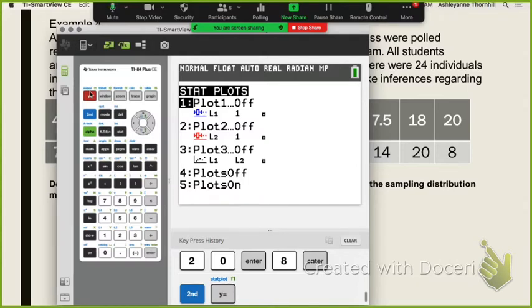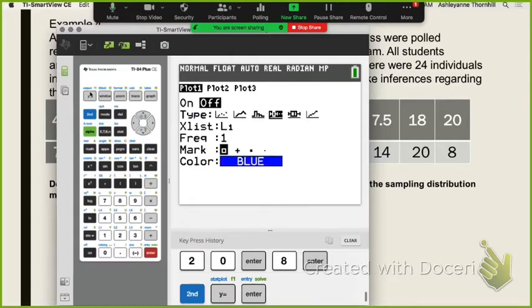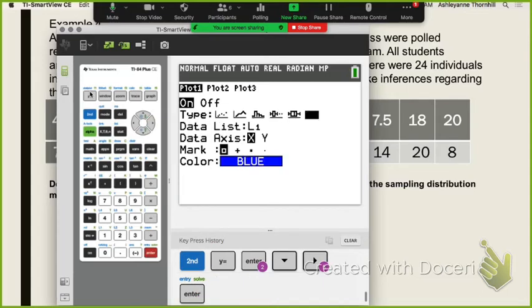I'm going to hit plot 1 and turn that on. For type, it's going to be the very last one. So either bottom right, or it looks like just the last one. It's very interesting. I'll go through all of the graphs. The first one with the dots is a scatter plot. Then the next one is a scatter plot but connecting the dots together. The third one is a histogram. The fourth one is a box plot.